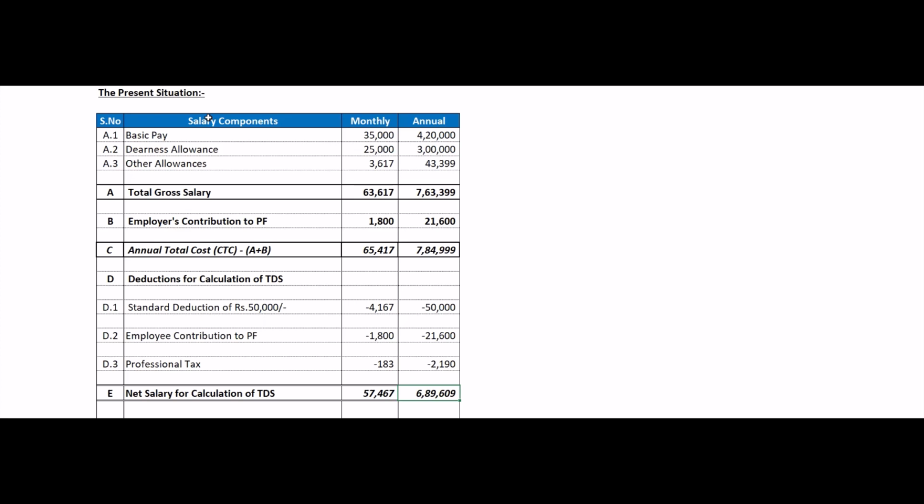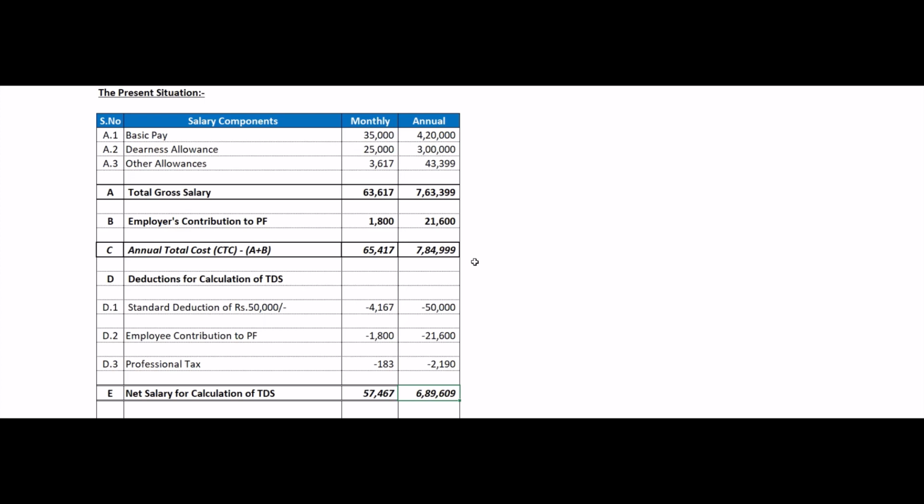So let us begin. We'll take an example, a CTC of 7,85,000, where employer's contribution to PF is 21,600 and his gross salary is 7,63,400. So let us calculate on which amount, that is on which part of salary TDS is calculated. So TDS is calculated on gross salary reduced by standard deduction of 50,000 minus the employee's contribution to provident fund and the professional tax paid by him.